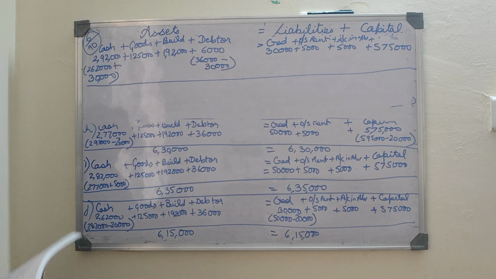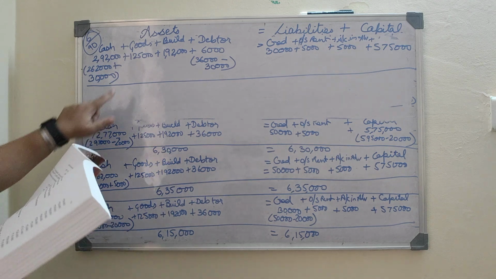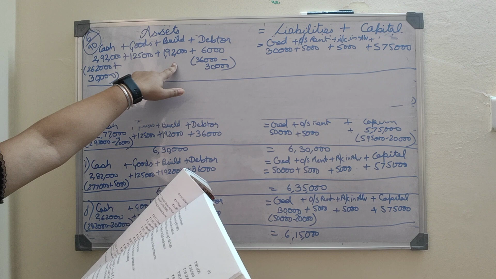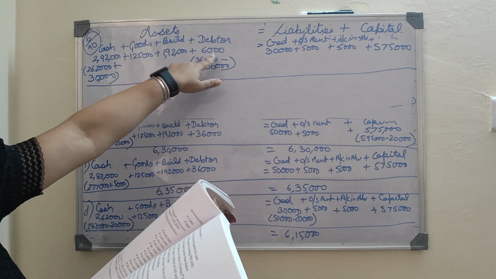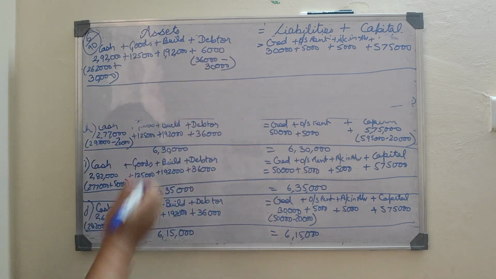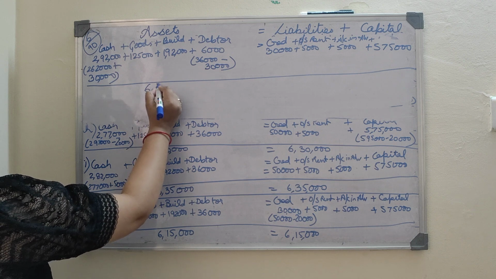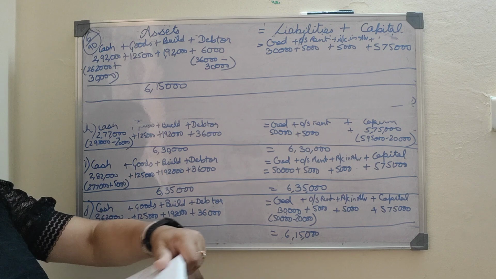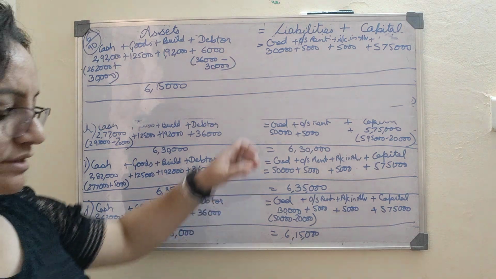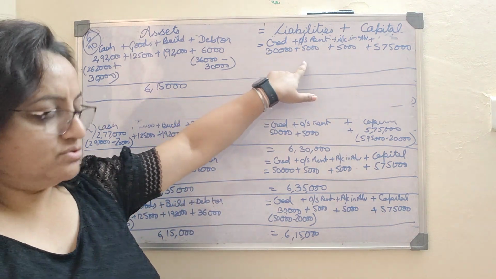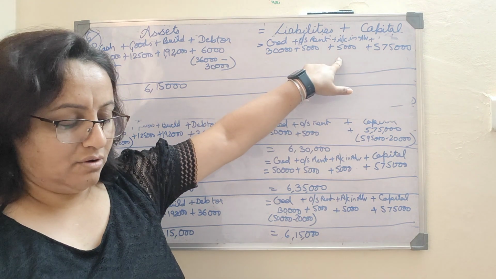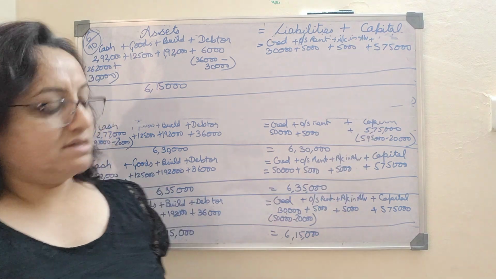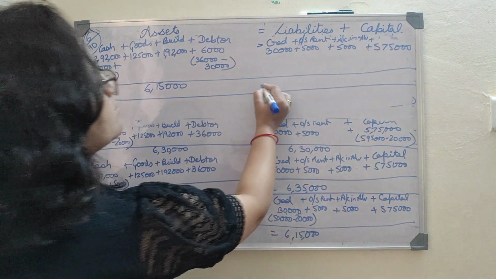Also please see, cash is written 2,92,000, goods are written 1,25,000, building is written 1,92,000, debtors are written as 6,000, and the total comes to 6,15,000. Let us check the liability side also. Creditors 30,000, outstanding rent 5,000, account in advance 5,000, and capital 5,75,000. So this side also comes to 6,15,000.